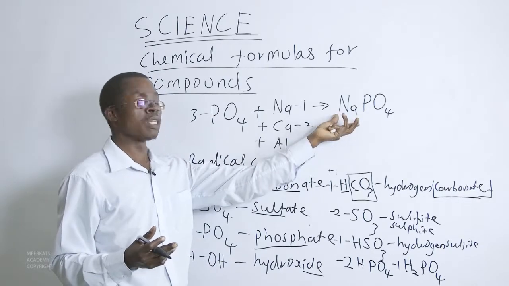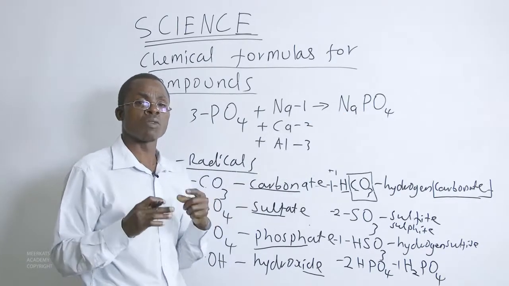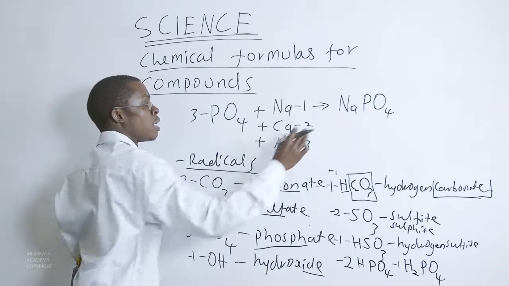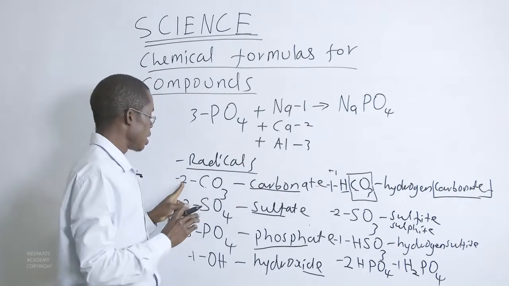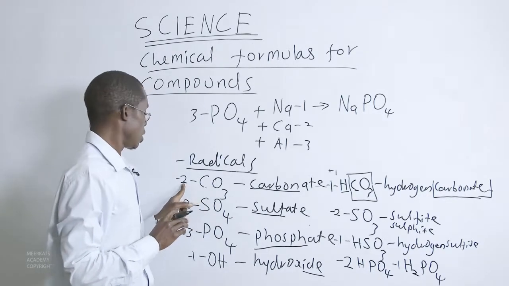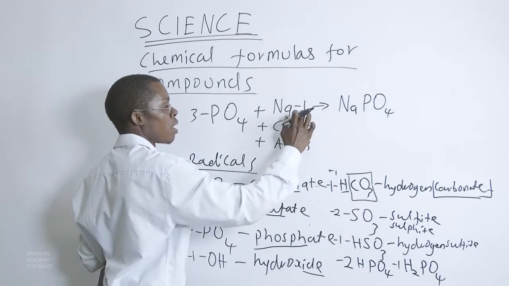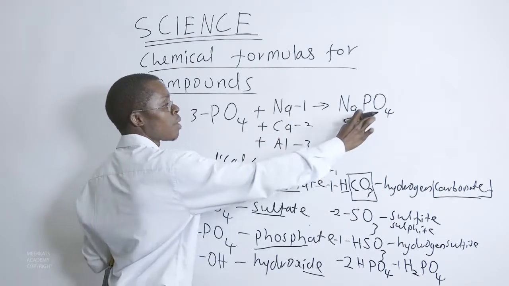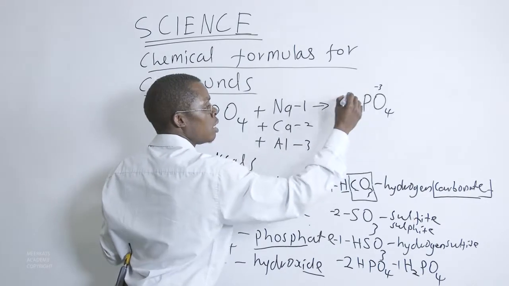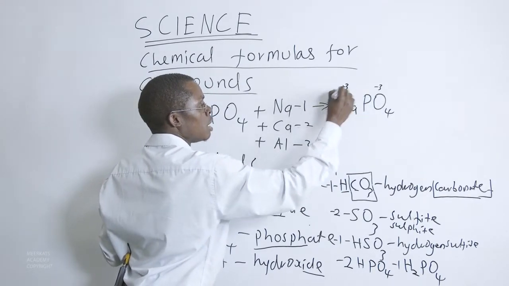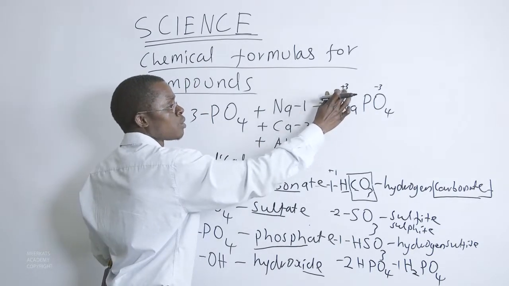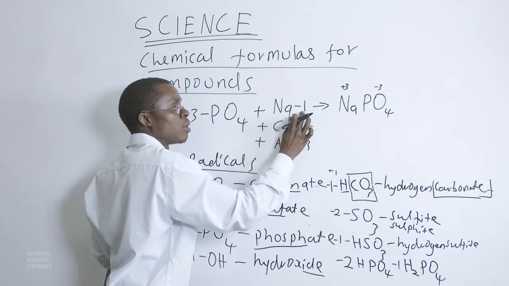The name is sodium phosphate. But when it comes to the formula, it is different. The formula here, now you have to introduce the aspect of combining powers, where we have said sodium is combining power 1 and the phosphate here combining power 3. So to balance, we have to make sure that the negative 3 must have a positive 3 this side to balance. But how do we get this positive 3 when the sodium is just 1?